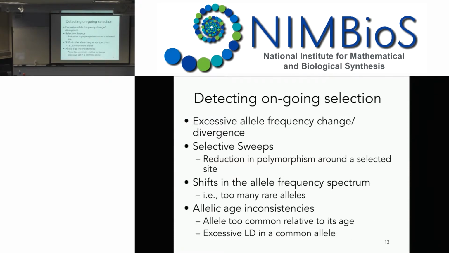So to detect ongoing selection, and basically ongoing selection is looking at polymorphism data, I could, number one, look for excessive allele frequency change or divergence.